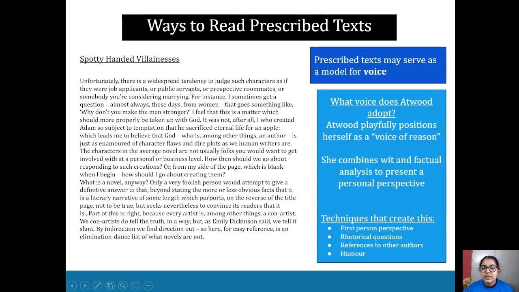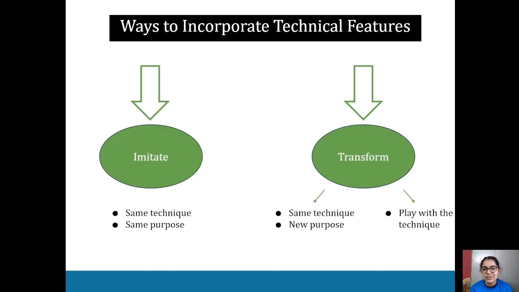Okay, now, ways to read prescribed text. So this is from Spotty-Handed Villainesses. Prescribed text can serve as a model for voice. Atwood playfully positions herself as the voice of reason in this text. She combines wit and factual analysis to present a personal perspective. Techniques that can create this: first-person perspective, rhetorical questions, references to other authors and humans, and humor, sorry.